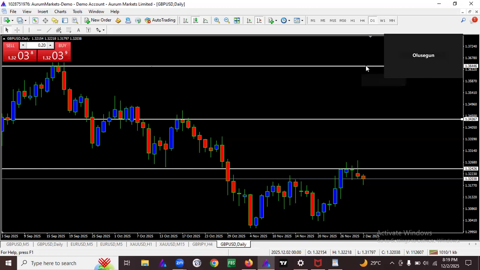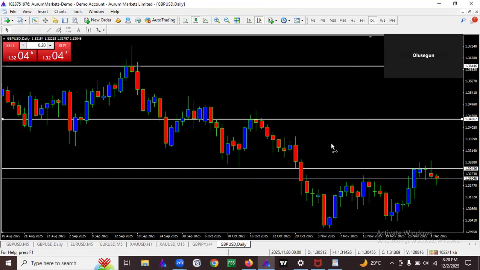So if a shooting star candle forms at this level, there's a high probability that price would respect that resistance level, or an engulfing pattern forms, or a Marubozu forms, or a hanging man forms. These are all bearish reversal patterns. If they form after price tests this resistance level, there's a high probability that price will respect that resistance level.